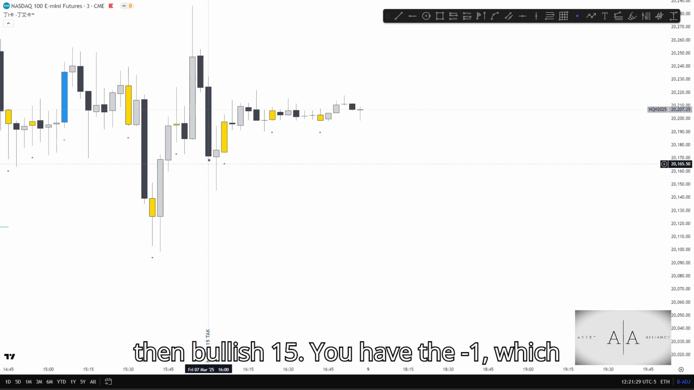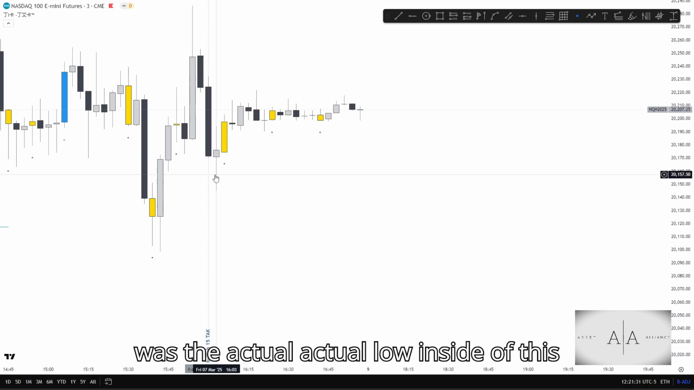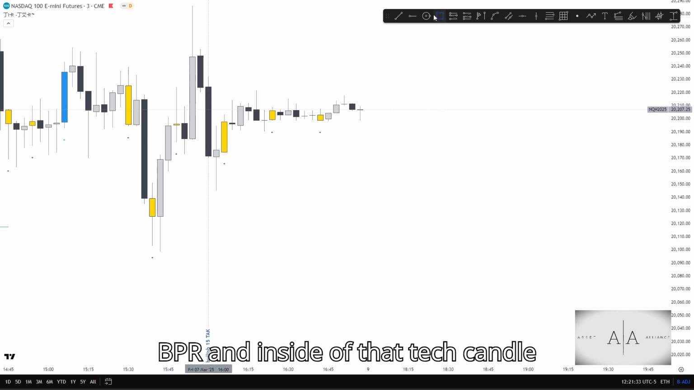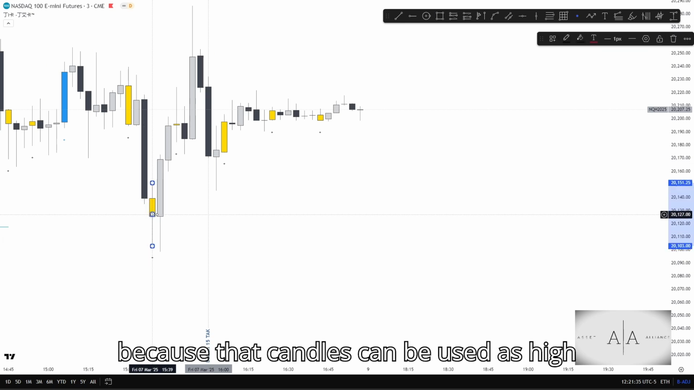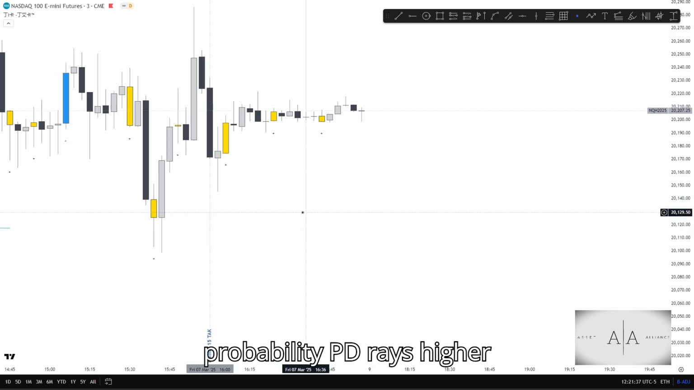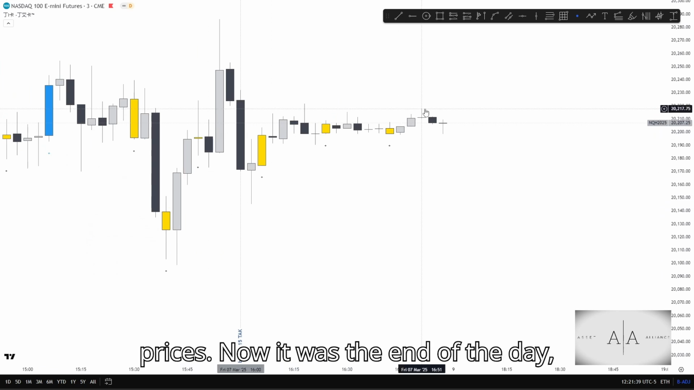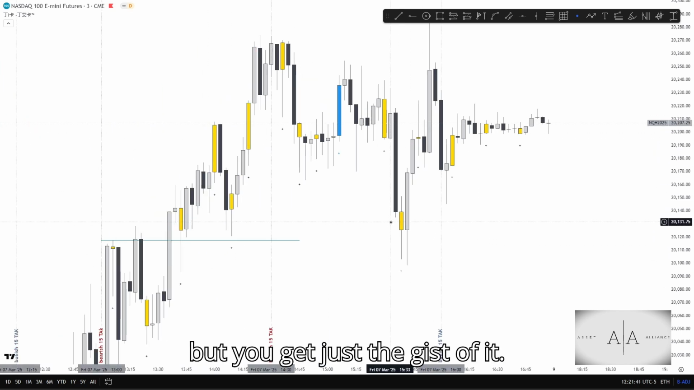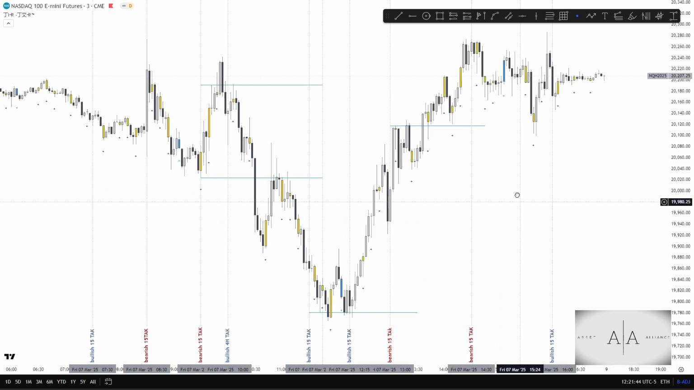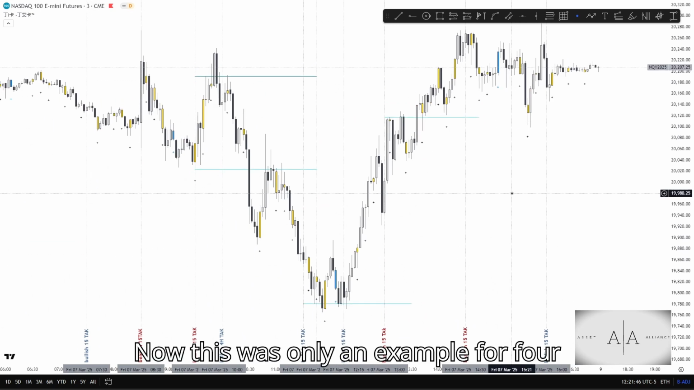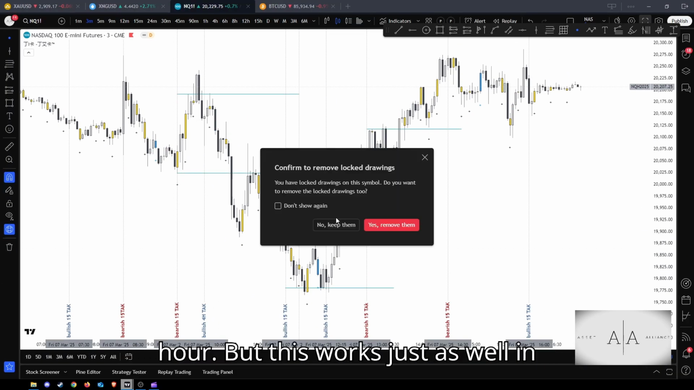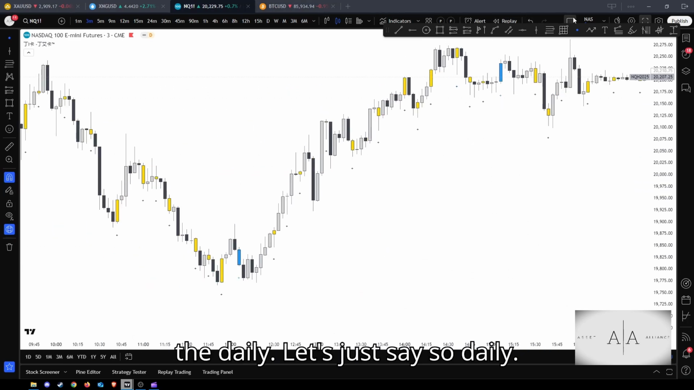Then bullish 15. You have the -1, which was the actual low inside of this BPR and inside of that tag candle, because tag candles can be used as high probability PDRAs. Higher prices. Now it was the end of the day, but you get just the gist of it. Now this was only an example for 4-hour, but this works just as well in the daily, let's just say.